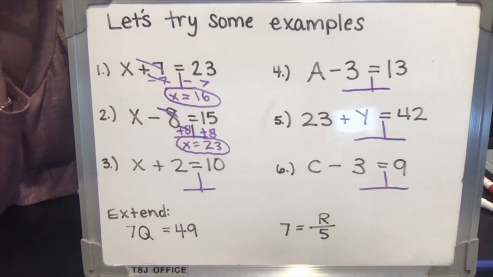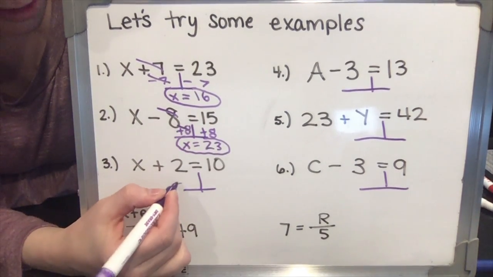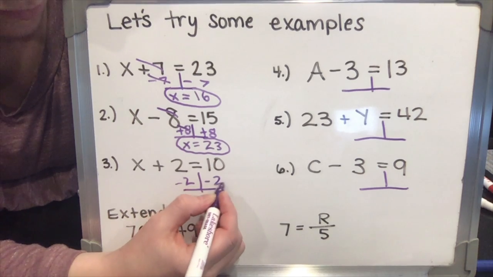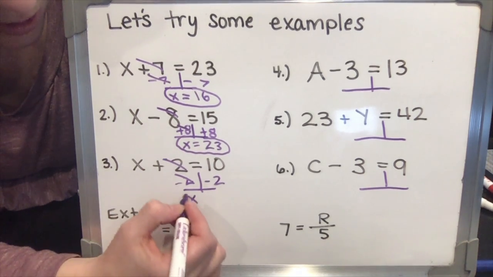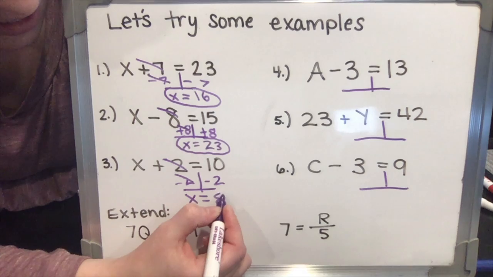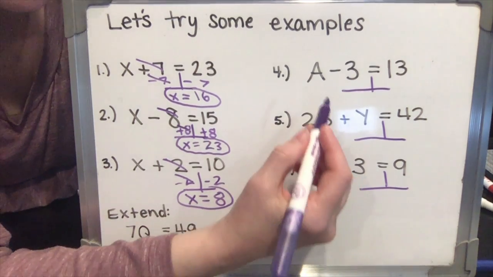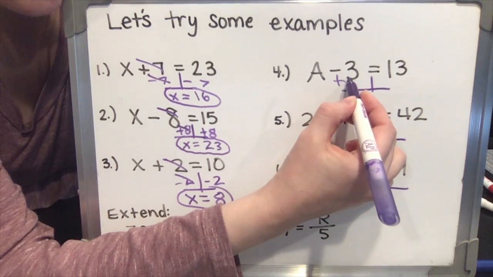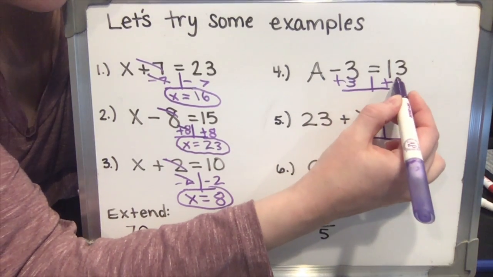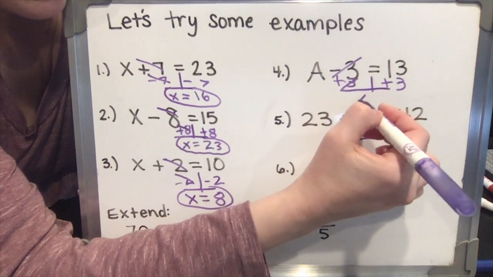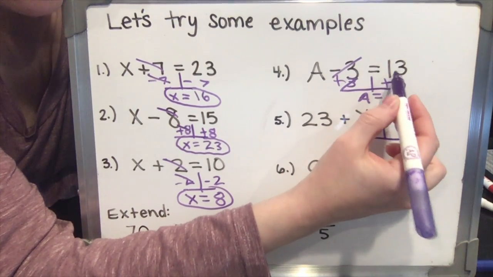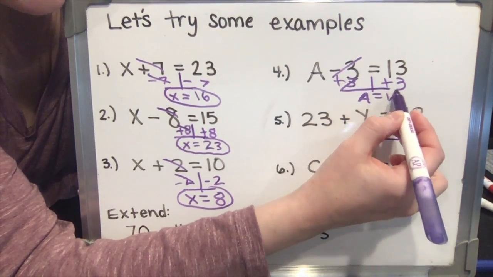Okay. Number 3, we see x plus 2. The inverse of that is to subtract 2 from both sides, and we get x equals 8. Number 4, I see a minus 3, so I'm going to add 3. That's the inverse. My answer is a equals 13 plus 3, which is 16.